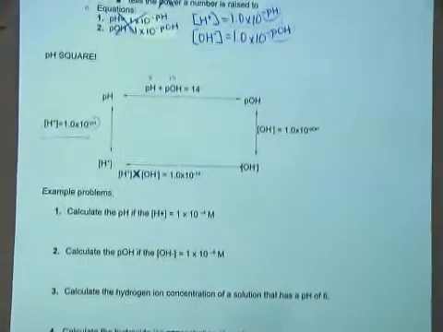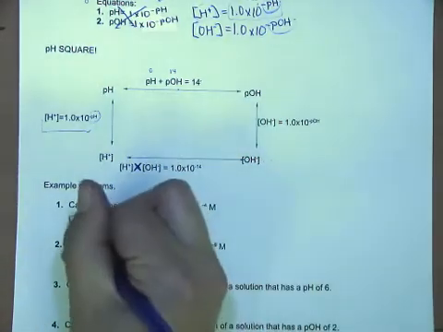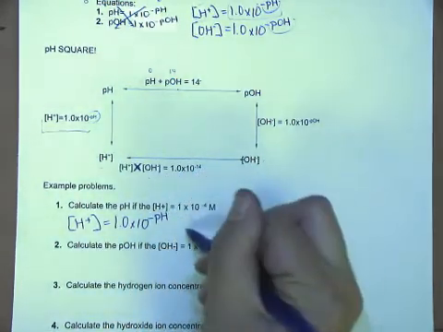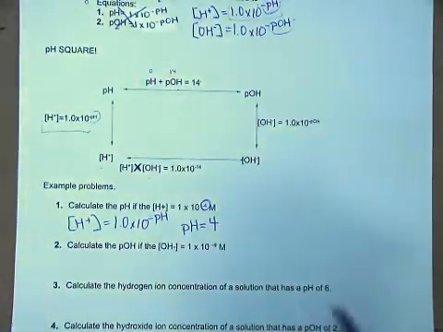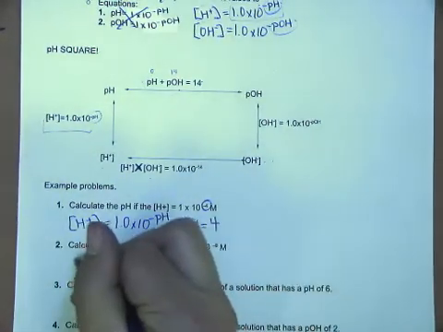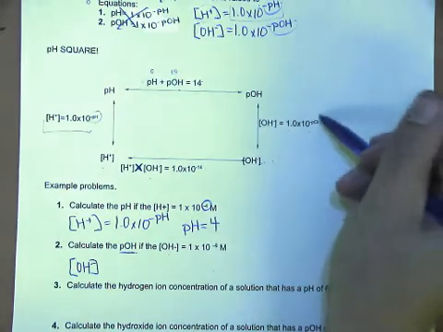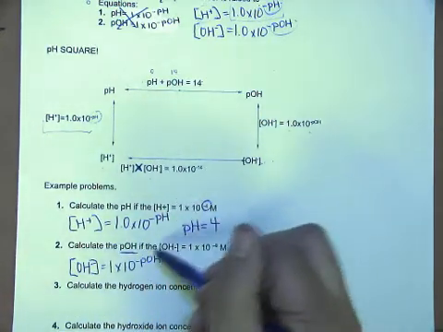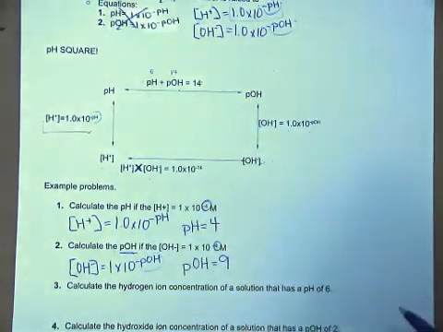So a couple example problems. I want to calculate the pH if my hydrogen ion concentration is 1 times 10 to the negative 4. I know that my hydrogen ion concentration is 1.0 times 10 to the negative pH. So I'm looking for pH. In this case, it's going to be equal to 4 because I just pull off that exponent. My next one, calculate pOH if hydroxide ion concentration is 1 times 10 to the negative 9. Well, I know that my hydroxide ion concentration is 1 times 10 to the negative pOH. So if I'm looking for pOH, I just pull my number, which is 9. So pOH is equal to 9.